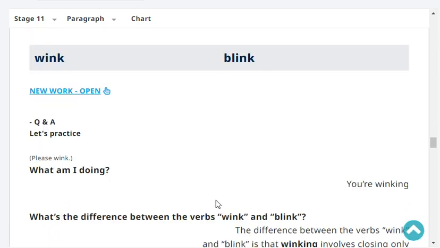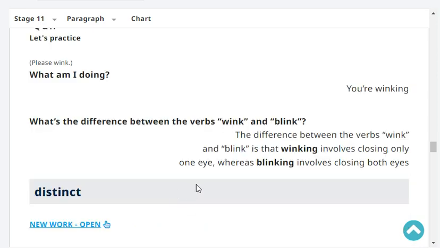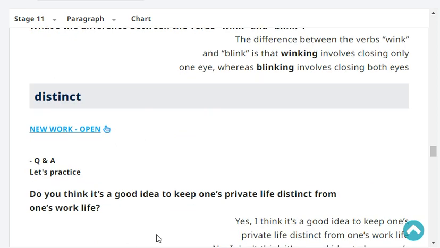Okay. Next, what am I doing? You're winking. What's the difference between the verbs wink and blink? The difference between the verbs wink and blink is that winking involves closing only one eye, whereas blinking involves closing both eyes. Very good.